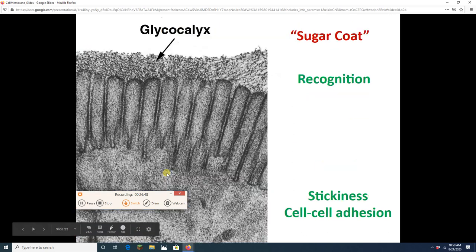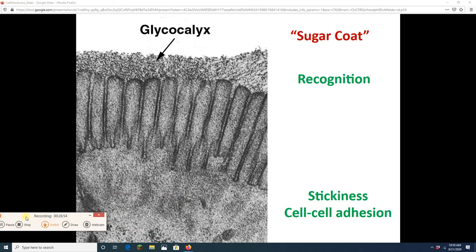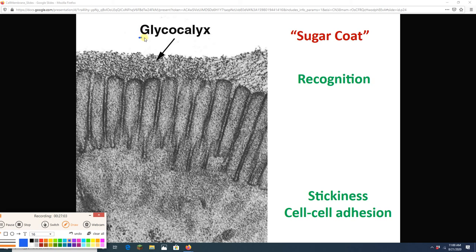Now, there is in fact a word for the entire collection of sugars on your individual cells. The collection of sugars on the outside of your cells is called the glycocalyx, the sugar coat. So I'm actually zooming in on an intestinal epithelial cell here. This is an intestinal epithelial cell that I'm in the cytoplasm right here.